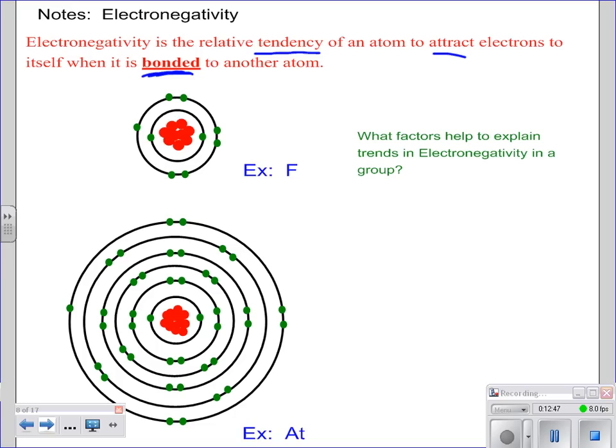So same sort of deal. If we want to think about tendency to attract electrons, fluorine and astatine, we're talking about that same group, right? What's that group called? Fluorine and astatine, they're in what? Halogens. So what factors help to explain trends in electronegativity? Which one do you think would be better at attracting electrons, fluorine or astatine? Fluorine, why?